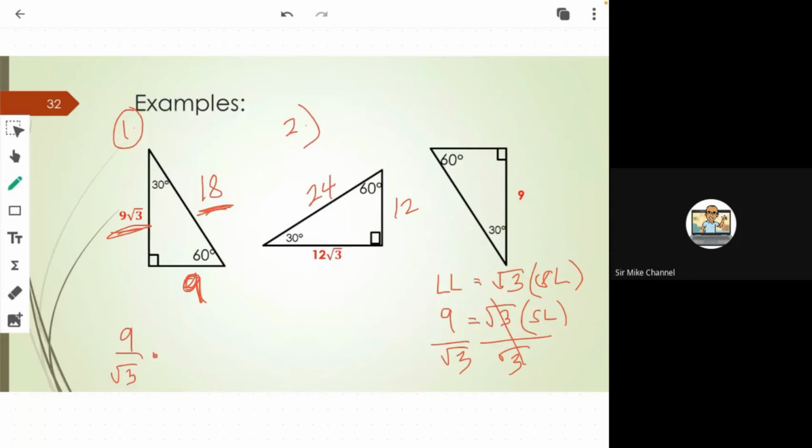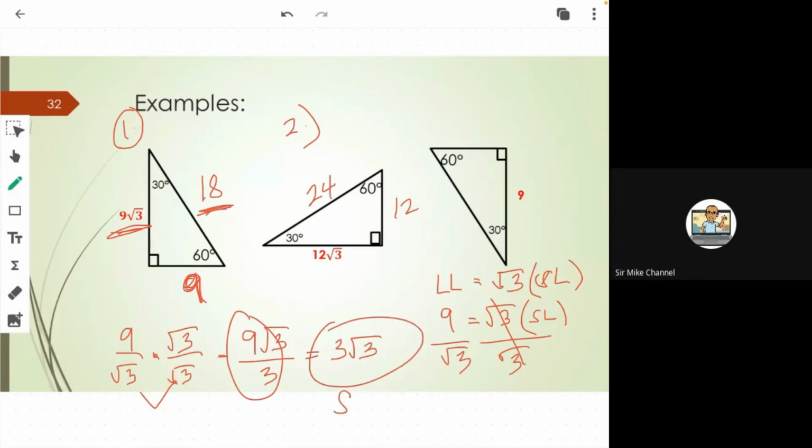And then, rationalize natin yan. Square root of 3 over square root of 3. So, 9 square root of 3 over 3. Kasi square root ng 3 times square root of 3 is 3. And then, lowest term natin ito. So, 9 divided by 3, we have 3 square root of 3. Okay. Ito yung shorter leg. So, 3 square root of 3.